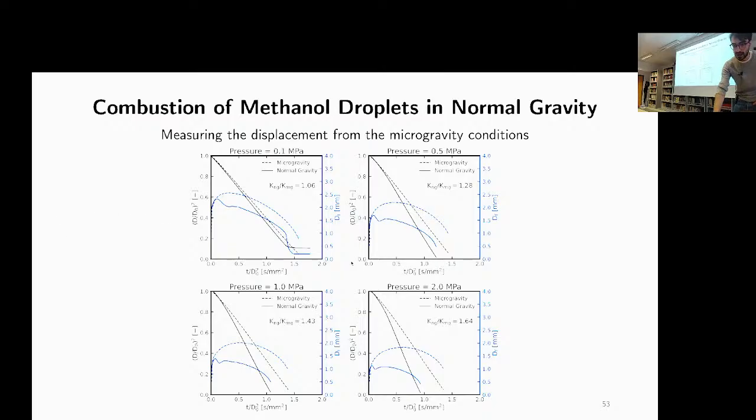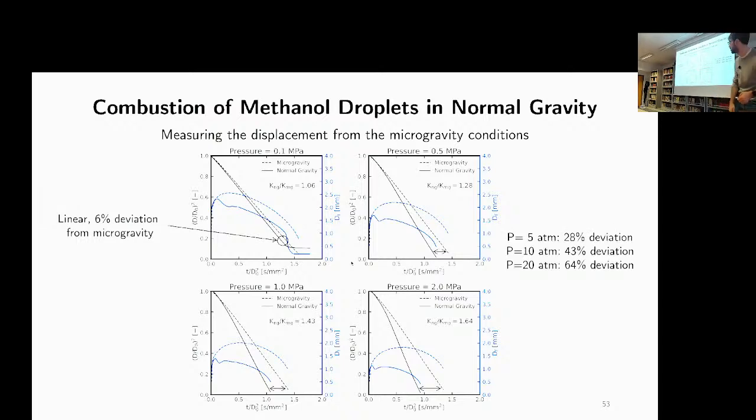And from the black line, which is the square diameter in time, you can see that at atmospheric pressure, we don't have a big deviation between the microgravity model, so the 1D assumption, and this model. It's just a 6% deviation. But as we increase the ambient pressure, especially going up to 20 atmospheres, we can see that the one-dimensional approximation is absolutely no longer valid. We have a 60% deviation from the 1D models.